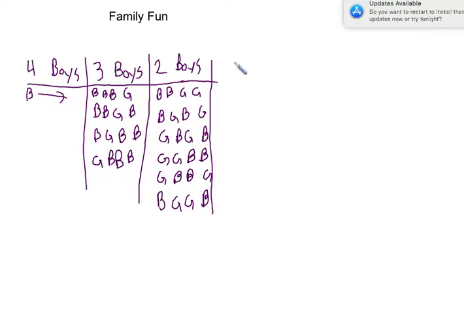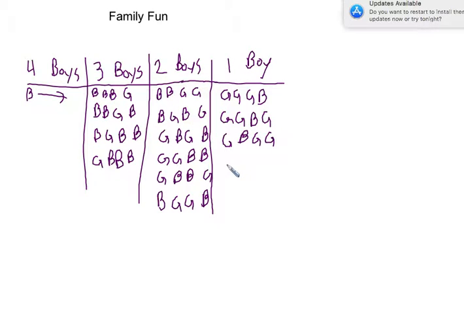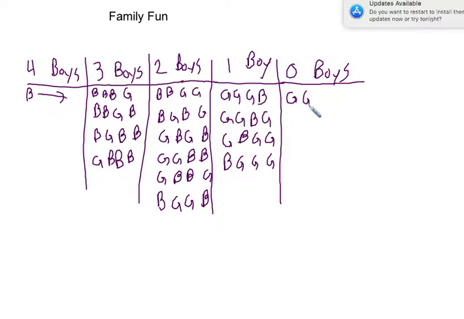1 boy is going to look identical to 3 boys, just with a letter swap. Girl, girl, girl, boy. Girl, girl, boy, girl. Girl, boy, girl, girl. And boy, and then all girls. And then you have 0 boys, which is just all girls, okay?